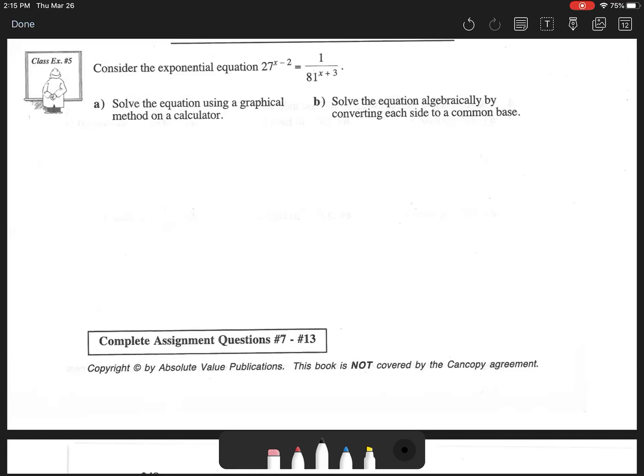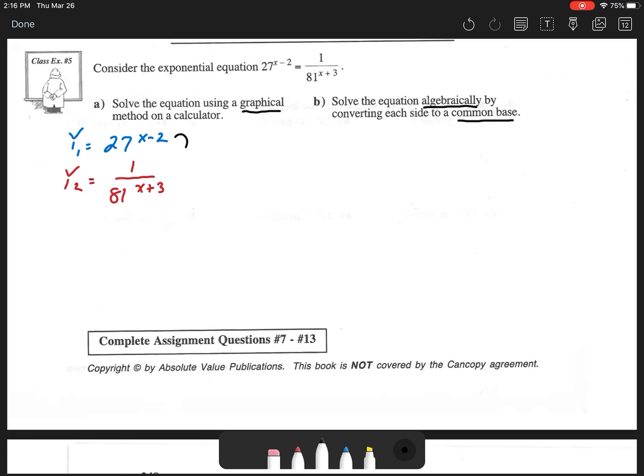What they want us to do here is solve the same equation, but two different ways. So in A, they want me to solve it graphically, and in B, they want me to solve it algebraically. And they even tell me to do that by creating common bases. So we'll take a look at that in a second. What I would do in A is graph the left-hand side of the equation as y1. So y1 could be 27 to the exponent of x minus 2. And then I would graph the right-hand side of the equation as y2. So that's 1 all over 81 to the exponent of x plus 3.